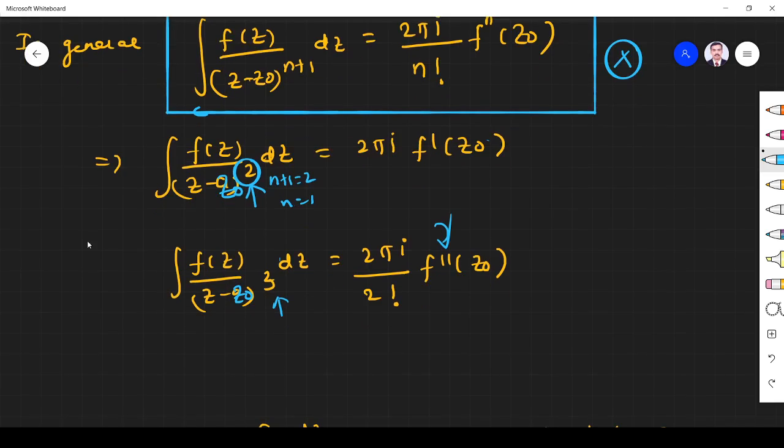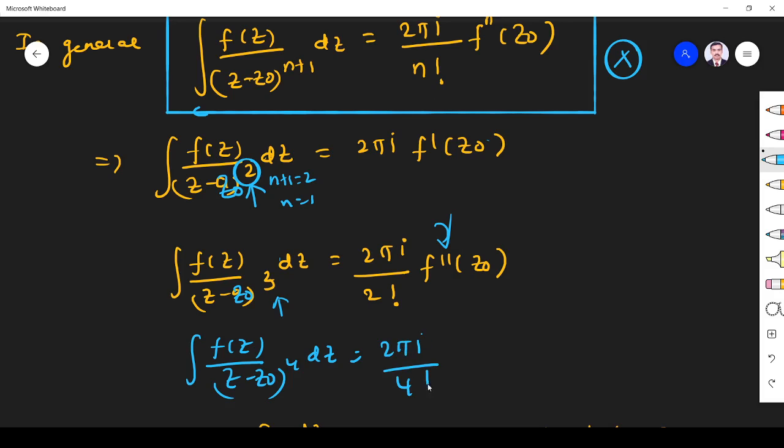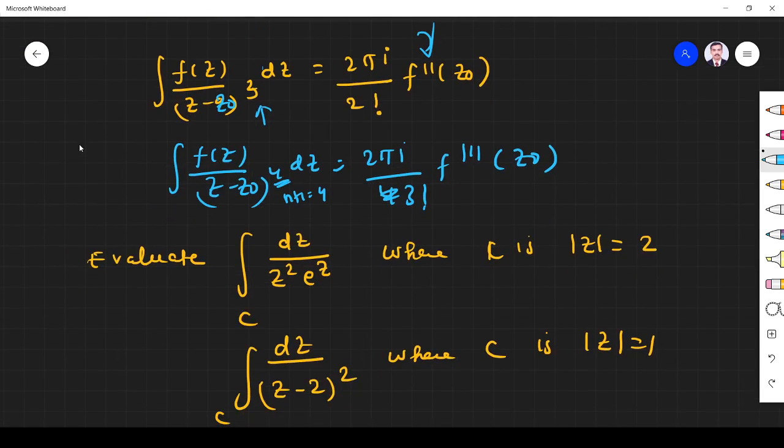Similarly, for fourth order, if the denominator has f of z divided by z minus z naught to the power 4 dz, what is the formula? The general formula is 2 pi i divided by n factorial. Here n plus 1 is equal to 4, so n is equal to 3, and n factorial is 3 factorial, times f triple dash of z naught. It's simple. So now we solve the problem.